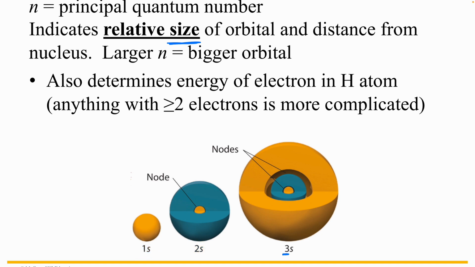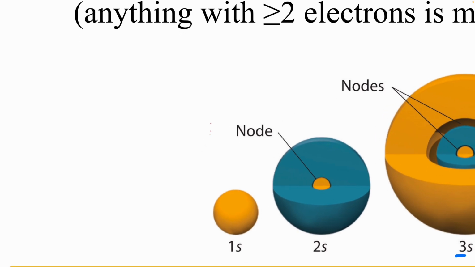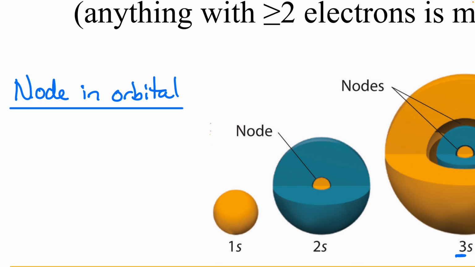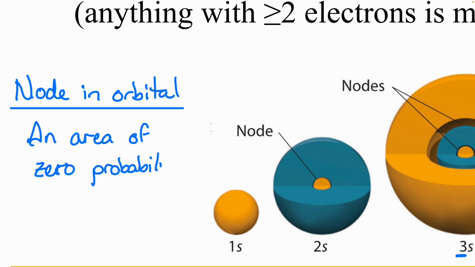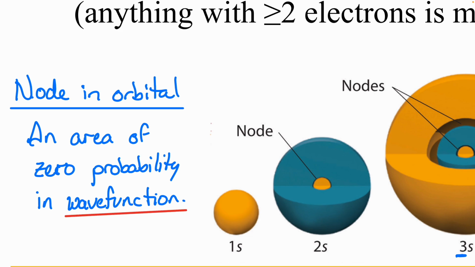Now, of course, it can't be that easy. There are these other things that you'll see as you increase, you introduce what are called nodes. All right, so a node in our orbital is an area of 0 probability in that wave function. Which again, remember, tells us where our electron is.